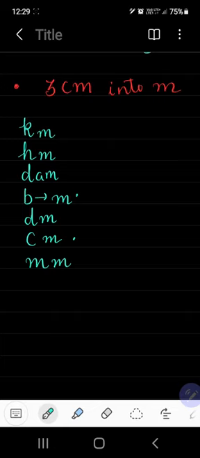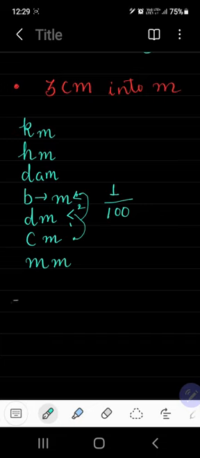So for example, अगर मैंने सेंटीमीटर को मीटर में कन्वर्ट करना है, तो how I am going to convert, I will count my steps. सो मुझे मीटर तक पहुंचने के लिए कितने स्टेप्स चढ़ने हैं? 1 step and 2 step. So I have to move 2 steps to reach meter. 2 steps means you will put 2 zeros and you will divide. Why we will divide? Because we are converting smaller unit into bigger unit.